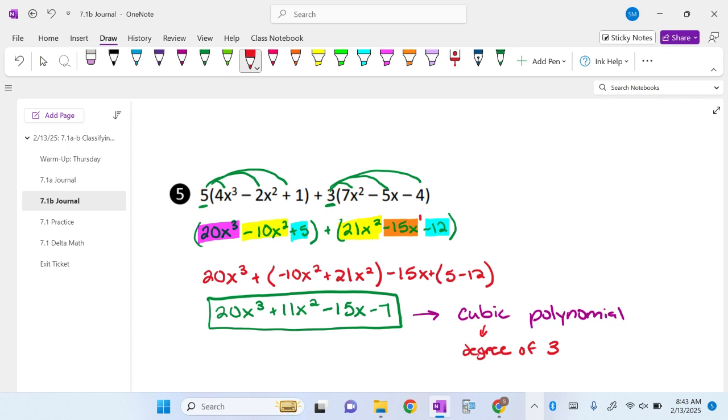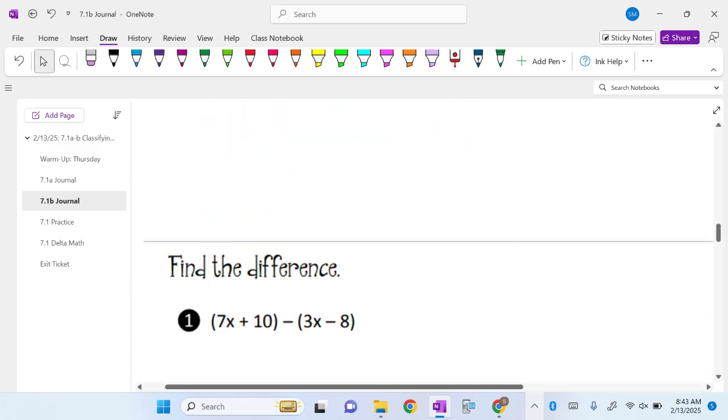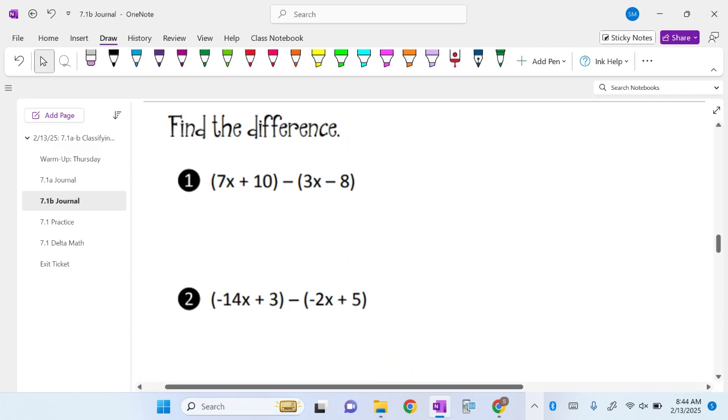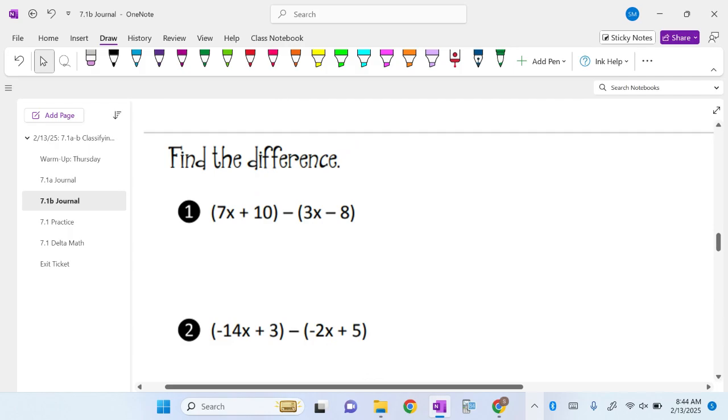All right, so that's adding polynomials. So now turn to the next page. Subtracting polynomials. Very, very similar to adding polynomials. We're still combining like terms. However, there is one extra step. What do you think that extra step is?